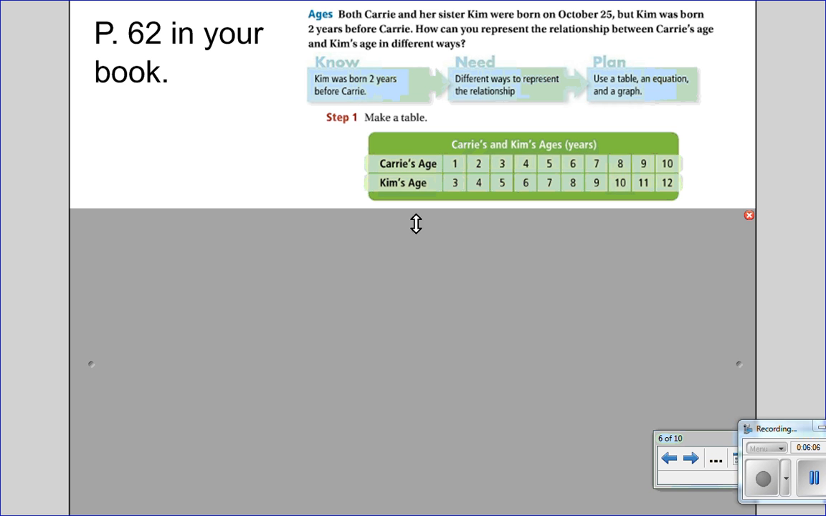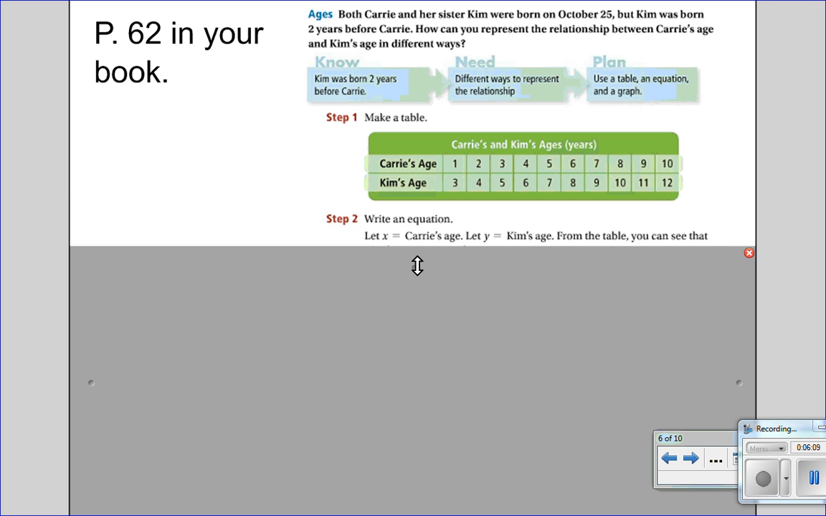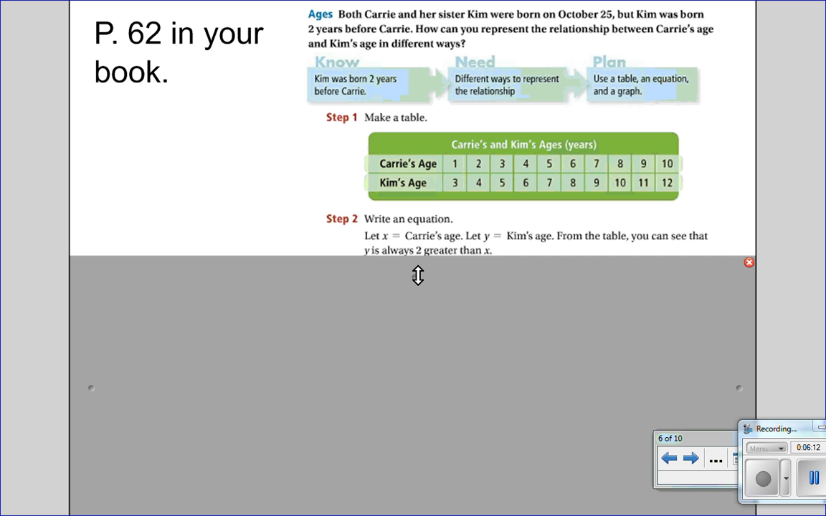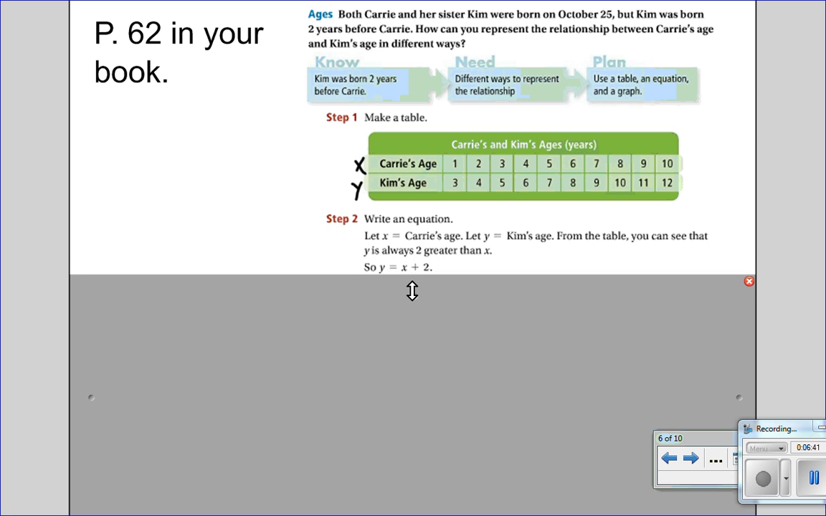So therefore, we can write an equation. I'm going to let x equal Carrie's age and y equal Kim's age. From the table, you can see that y is always 2 greater than x, because Carrie is going to be x, Kim is going to be y. If it helps, label it x and y next to both their ages. So since we know that Kim is always 2 years older than Carrie, y is always going to be 2 greater than x. So you're just going to be adding 2 to x.